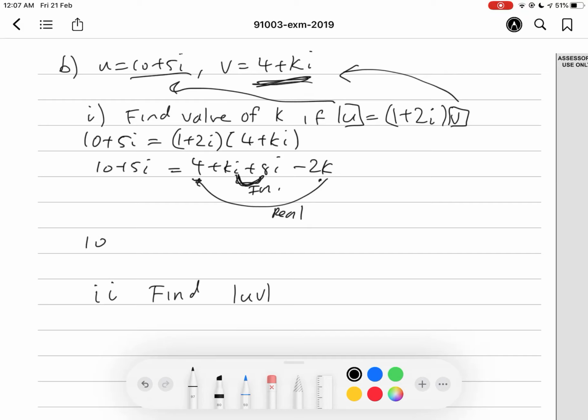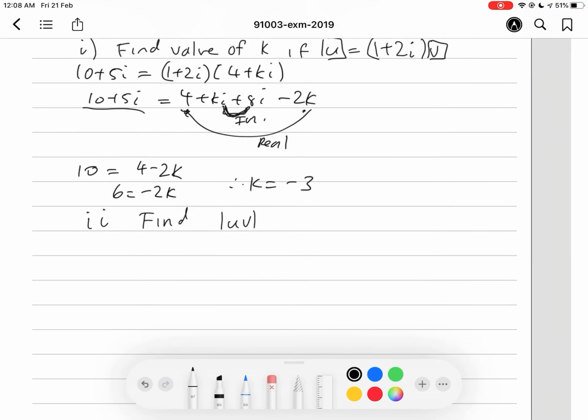So we can say that 10 is the real part of the left side, so 10 is equal to 4 minus 2k. And then we'll say that 6 equals negative 2k, therefore k equals negative 3. That's your final answer for this question.